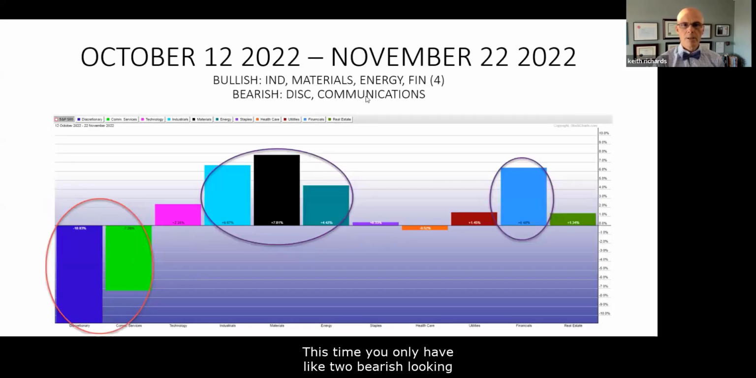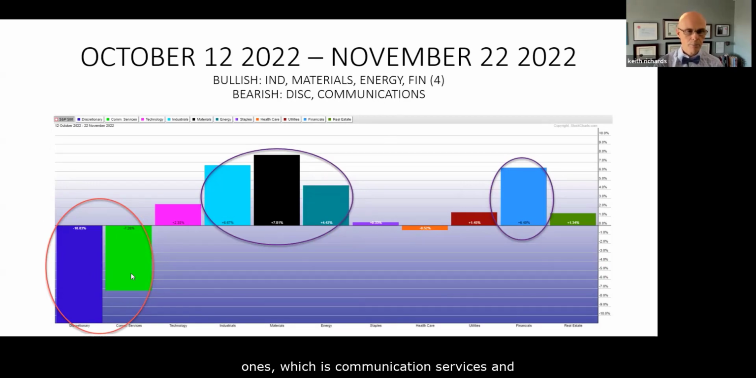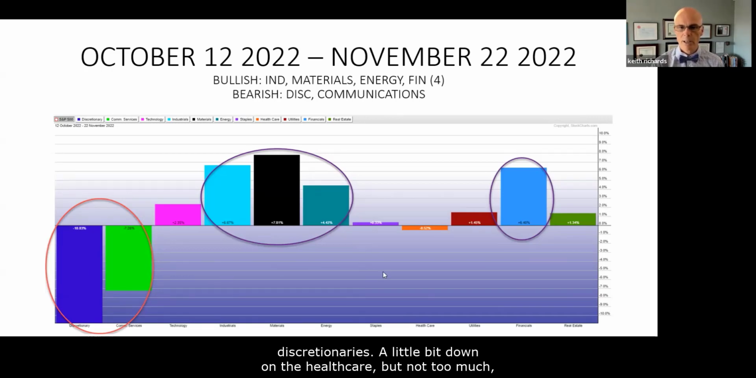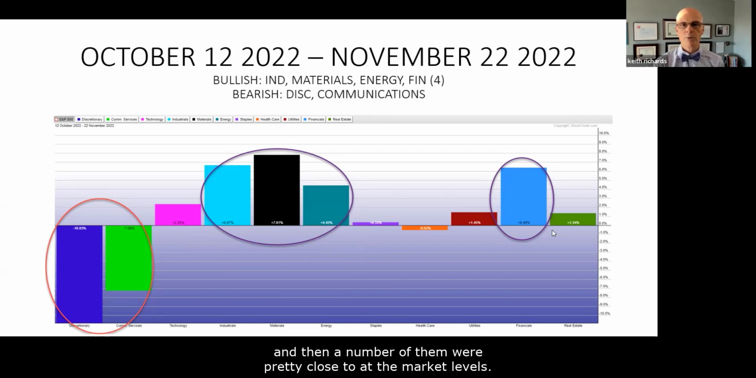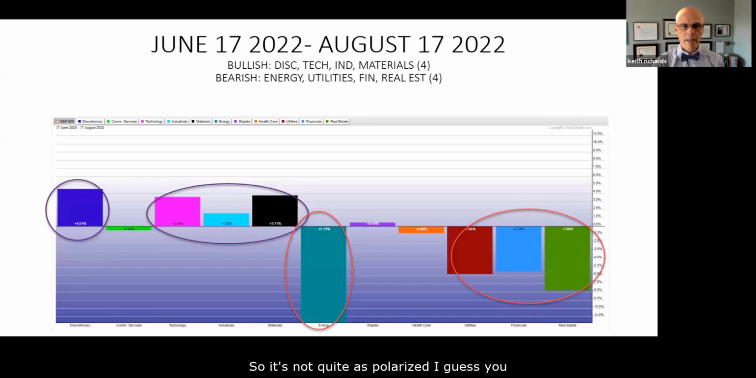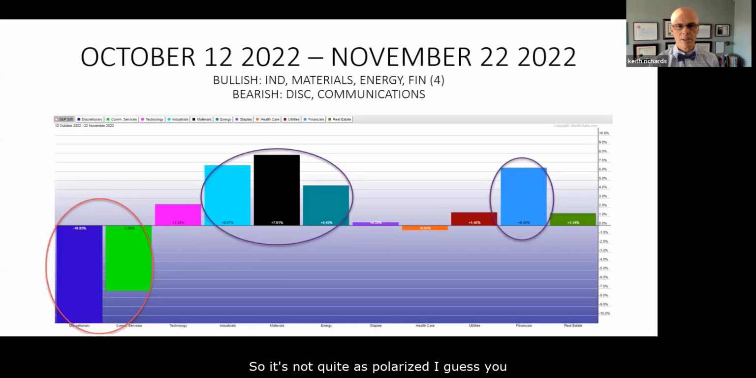This time, you only have like 2 bearish looking ones, which are communication services and discretionaries. A little bit down on the healthcare, but not too much, more or less in line with the market, really. There's been a pretty even distribution. There were some winners, there were some losers, and then a number of them were pretty close to market levels. So it's not quite as polarized, I guess you could say.